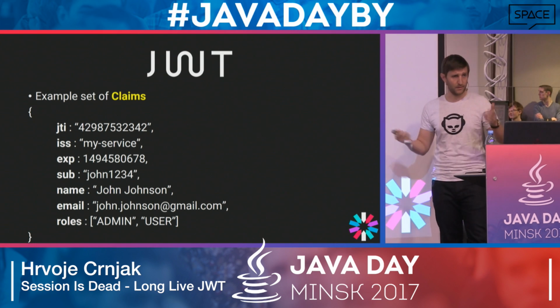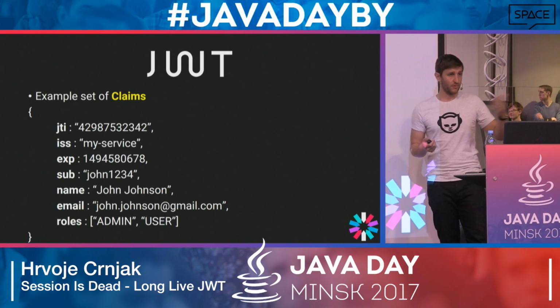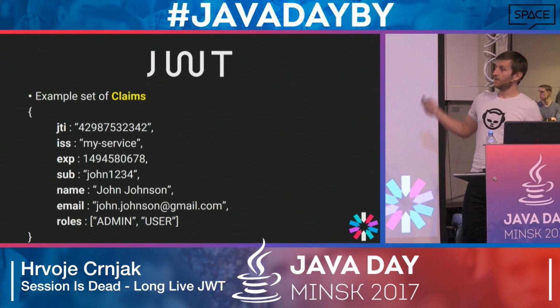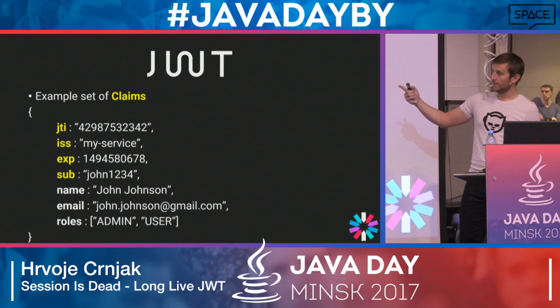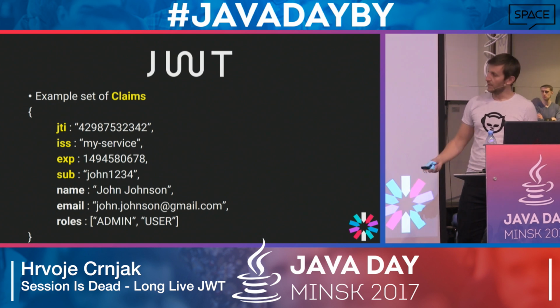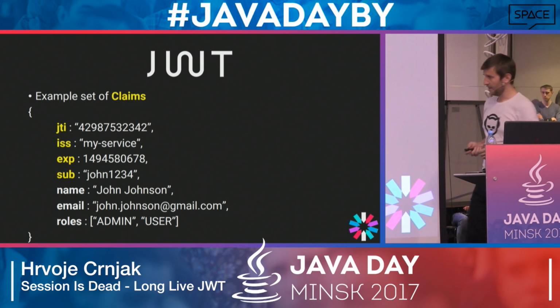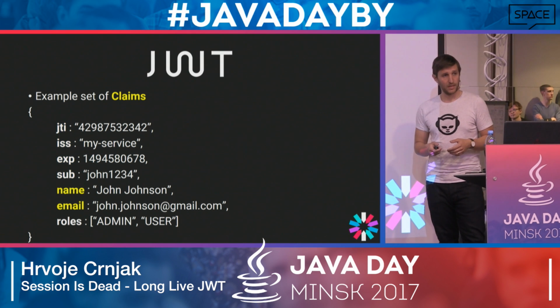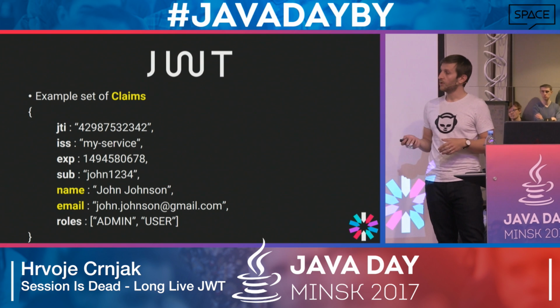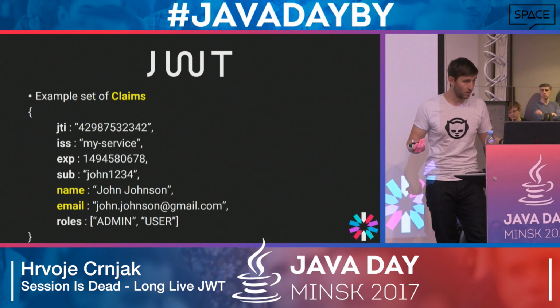So again, let's say that we created a set of claims for our username John. In this case, we used 4 registered claim names: the ID, the issuer, the expiry, and the subject. In this case, as you can see, the subject is John's username. Let's say something like that. Then we use 2 public claim names, name and email. So as you can see, we input here John's name and John's email, of course.